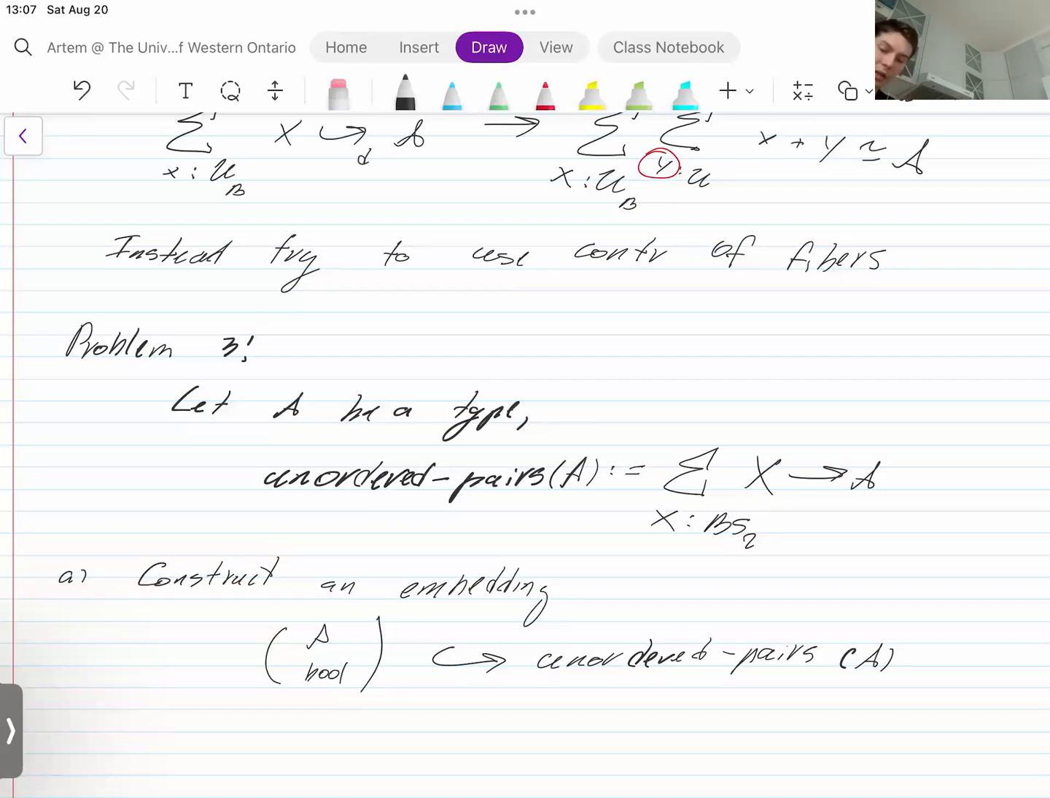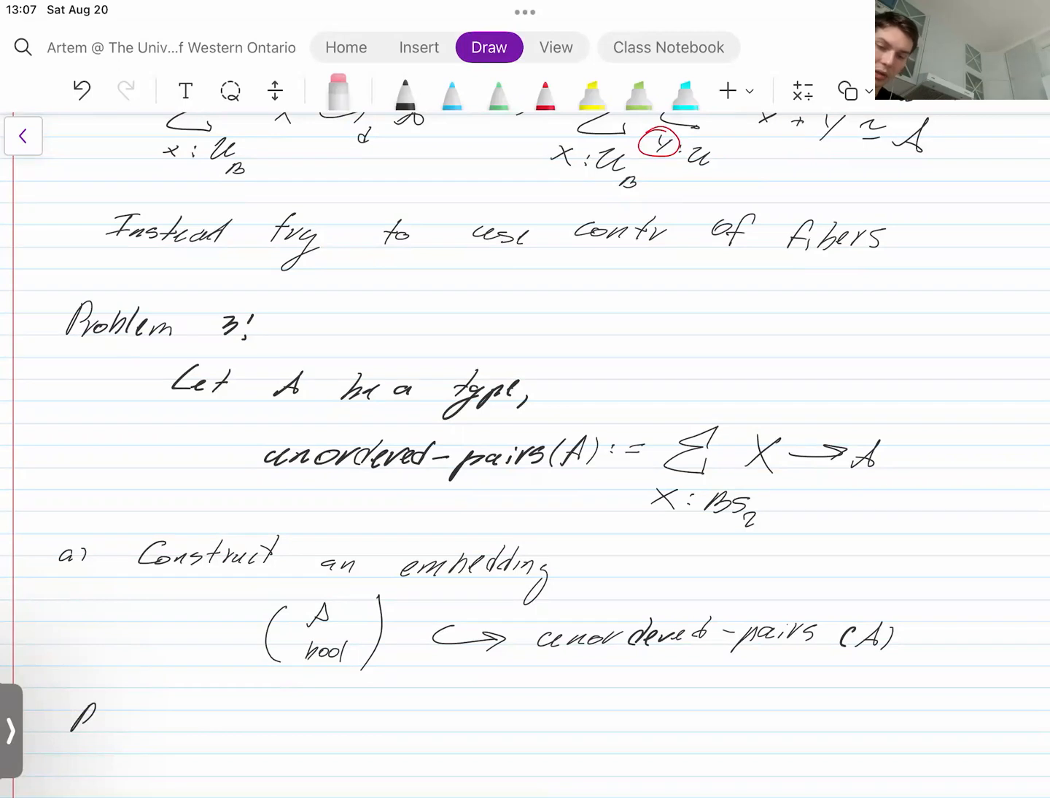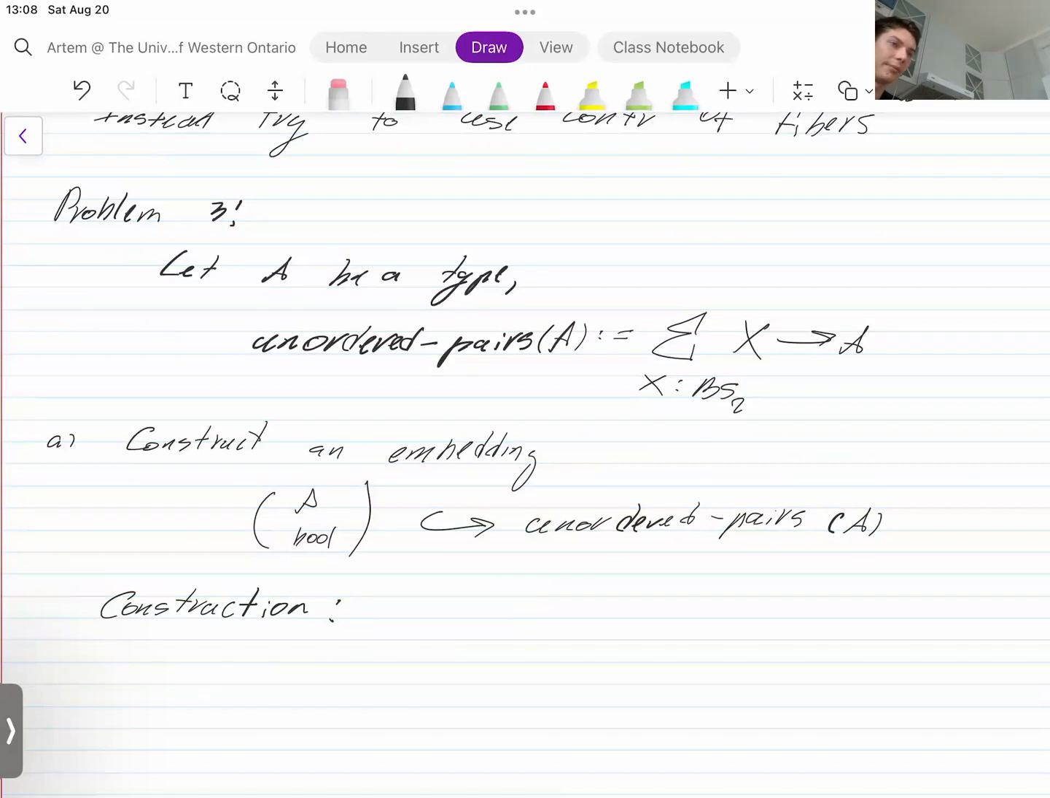So first, the construction. The construction goes in the usual way. So this is some X in the universe of Booleans such that X decidedly embeds into A. And this is, of course, our original type.